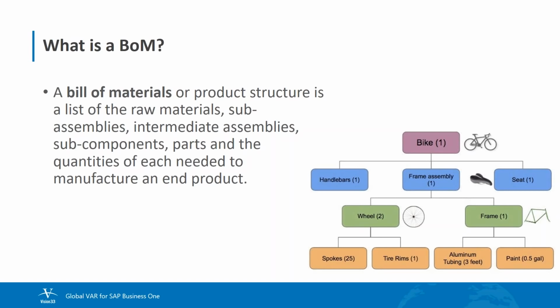So that's what, at its rawest, a bill of materials is: a list of components or ingredients, because a bill of materials can be called a recipe, fundamentally exactly the same thing, that defines how an end product is going to be made.